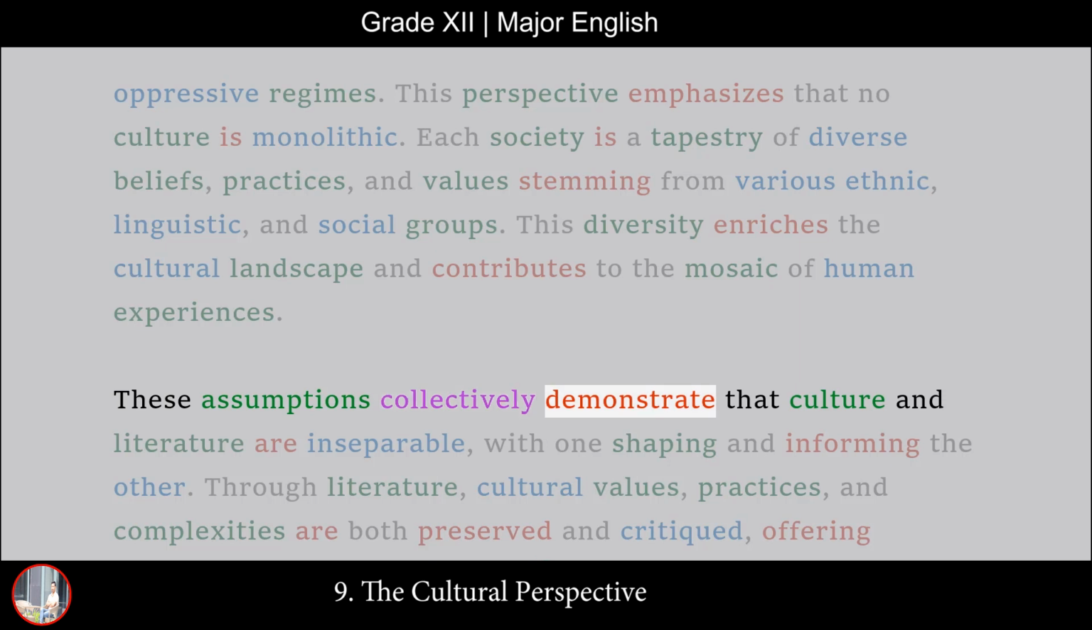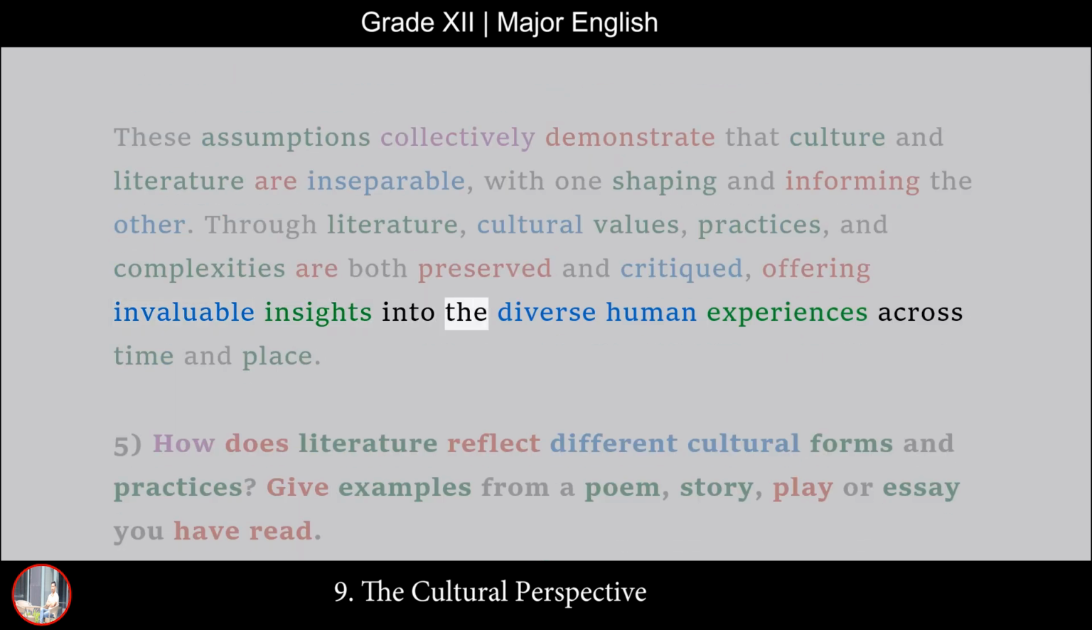These assumptions collectively demonstrate that culture and literature are inseparable, with one shaping and informing the other. Through literature, cultural values, practices, and complexities are both preserved and critiqued, offering invaluable insights into the diverse human experiences across time and place.